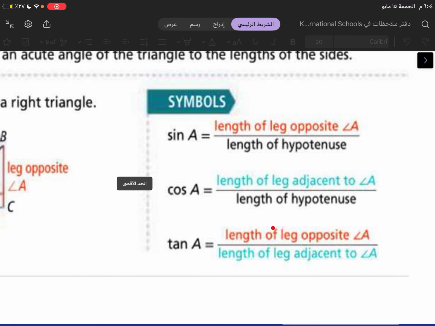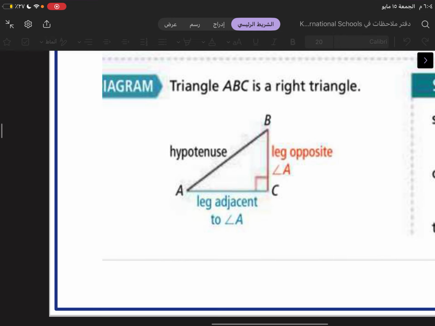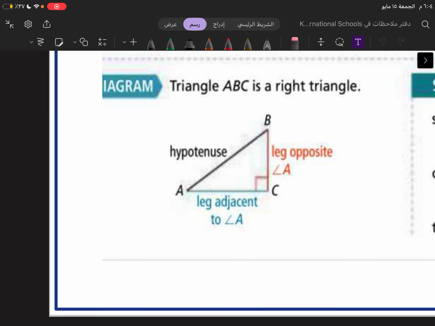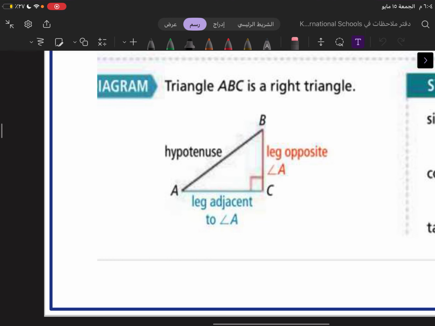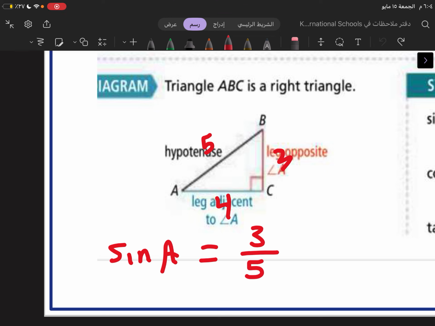Okay, now actually if we consider this triangle, this is 3, this is 4, and this is 5, so sine A equals what? Equals 3 over 5, which is opposite of A. This is A, you stand on A. The opposite of A, 3, over the hypotenuse, and we mentioned that before. Hypotenuse is the longest side, opposite the right angle, okay?